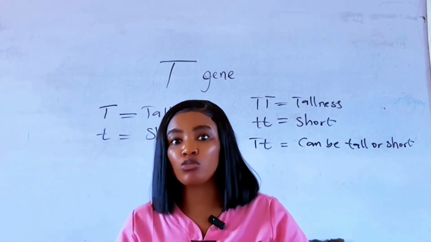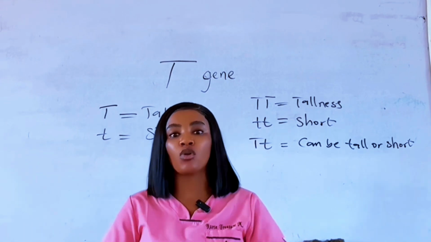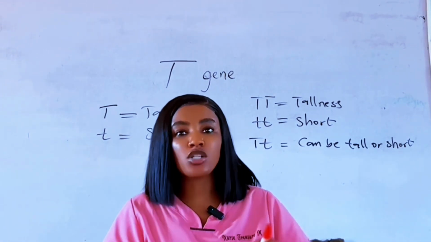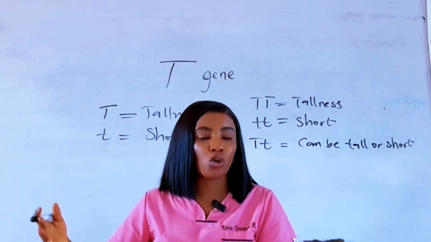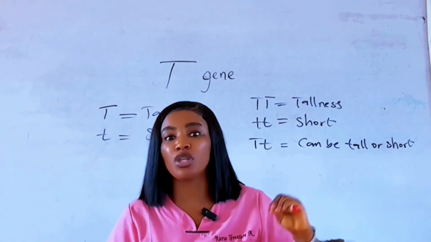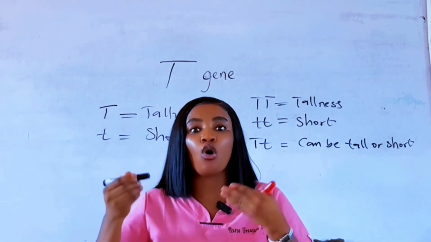And what makes some short parents always give birth to short children is when both of them have what? Two small t's. This is why in a single family, you can see some children tall while some will be short. It simply means that either both or one of the parents has a combination T. So sometimes he or she contributes the capital T or the small t.